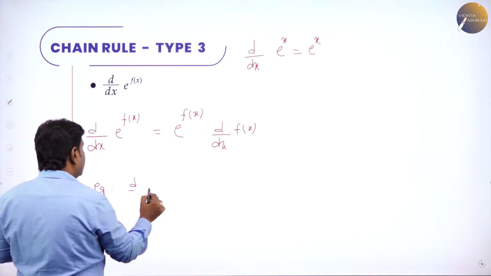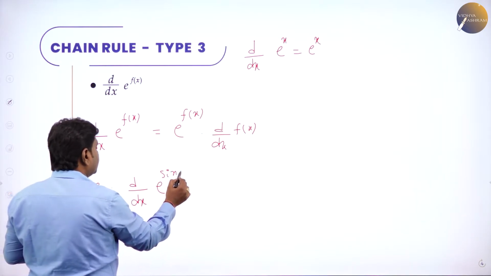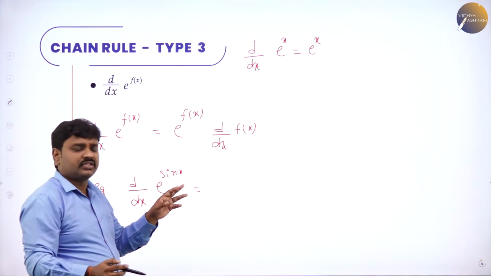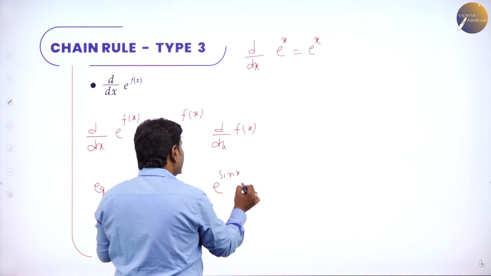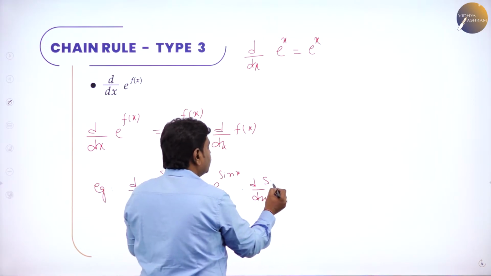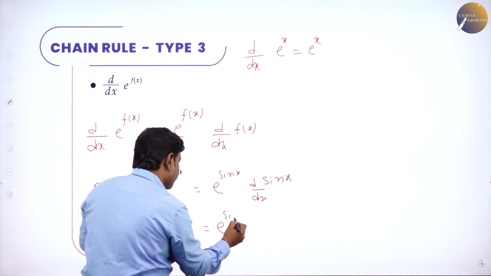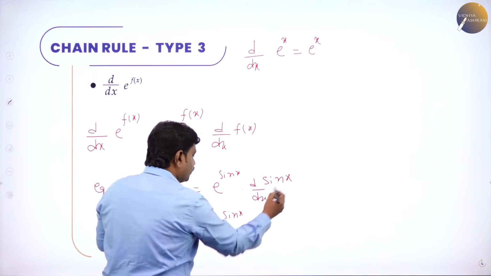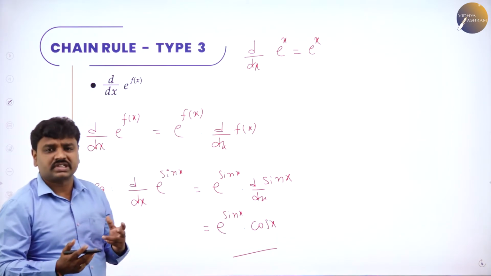Example: if I ask you to find d by dx of e power sin x, what is the derivative? E power x is e power x. Like that, e power sin x is e power sin x into d by dx of the internal function. What is the internal function? The sin x. So finally you will get e power sin x into derivative of sin x, which is cos x. So the final answer is e power sin x into cos x.